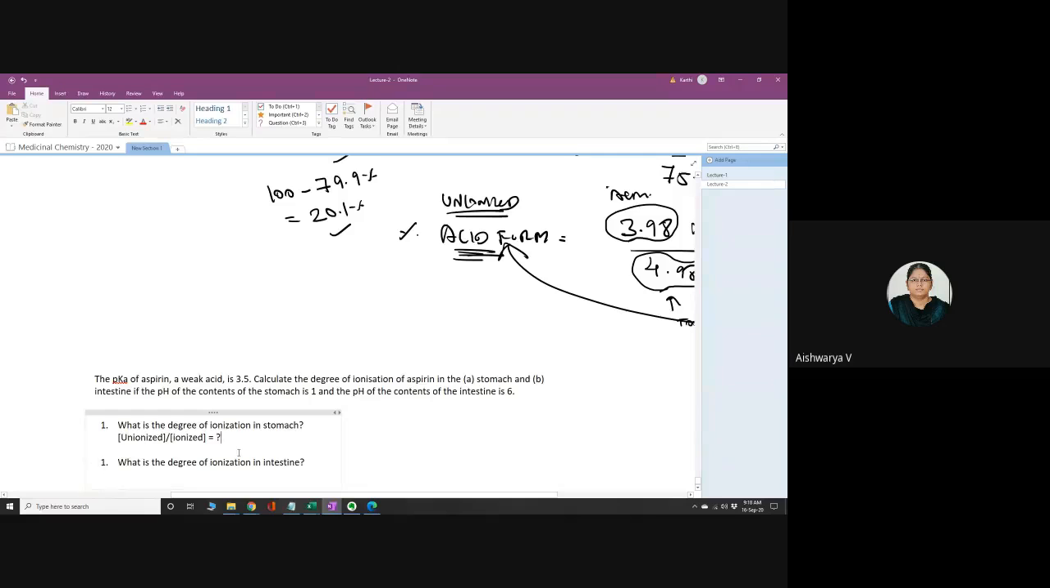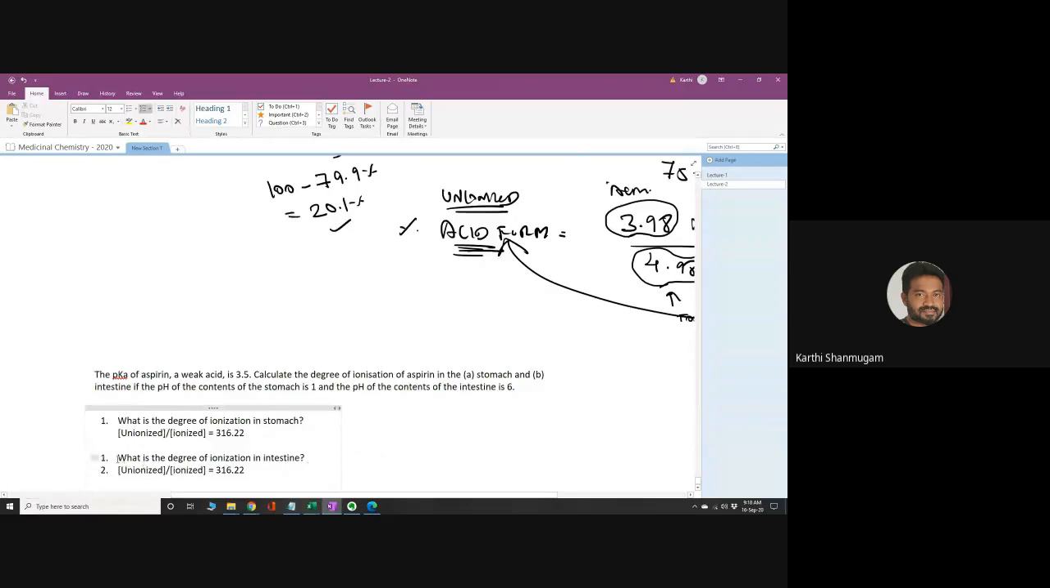316.22. So the value for this is 316.22. Okay, fine. So what is the value you got for the second case, in the intestine? Unionized by ionized, what is the value? 3.16 into 10 to the power minus 3.